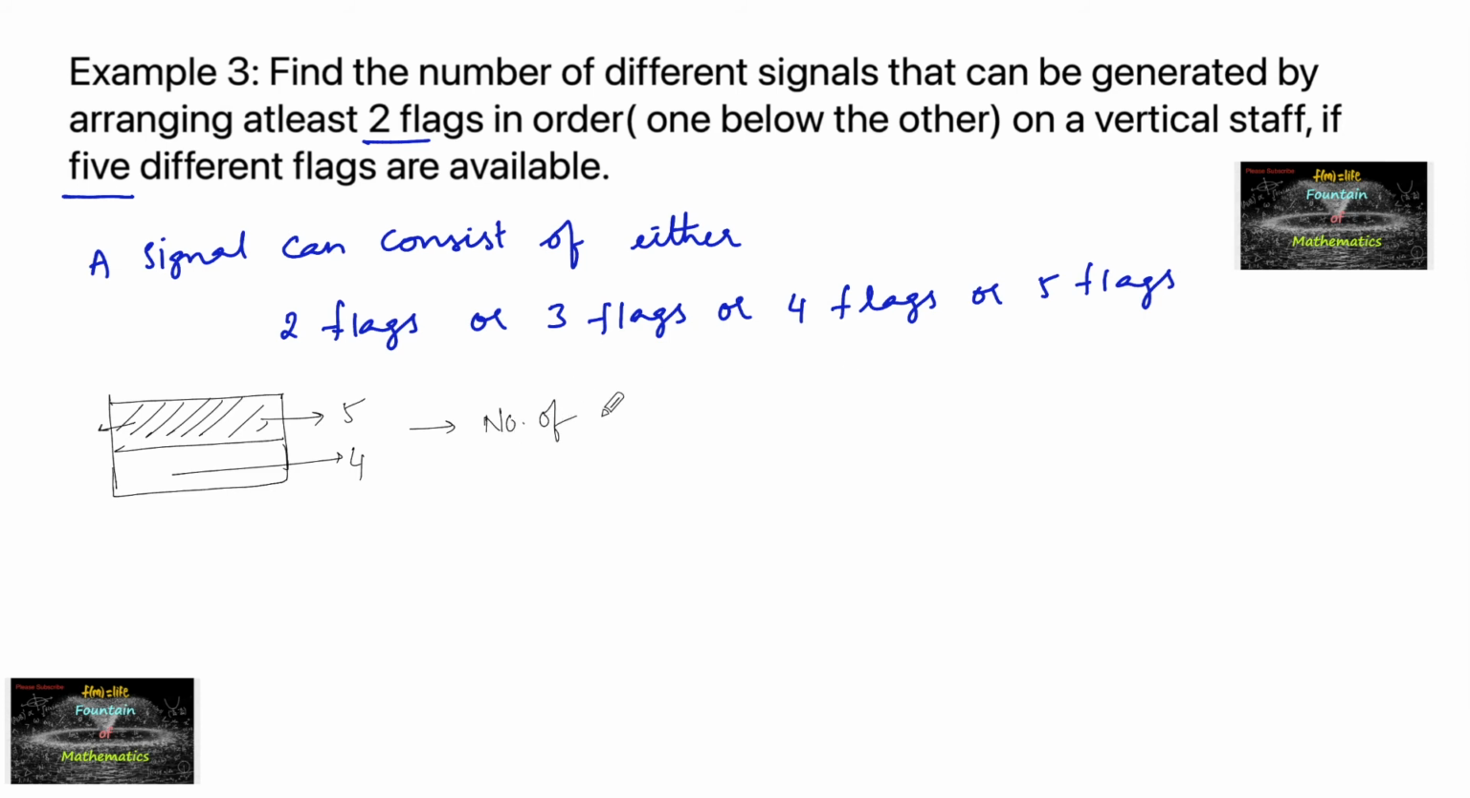Means by the multiplication principle, we can say the number of signals using two flags is equal to 5 and then 4. 5 and 4 means multiplication principle we are using. So 5 fours are 20. So 20 ways we can use the two flags for signaling.